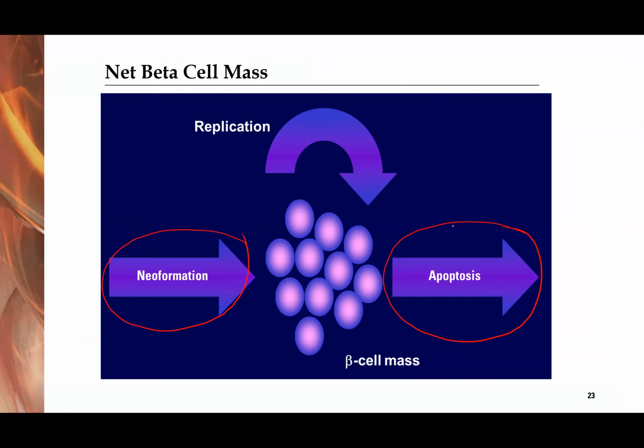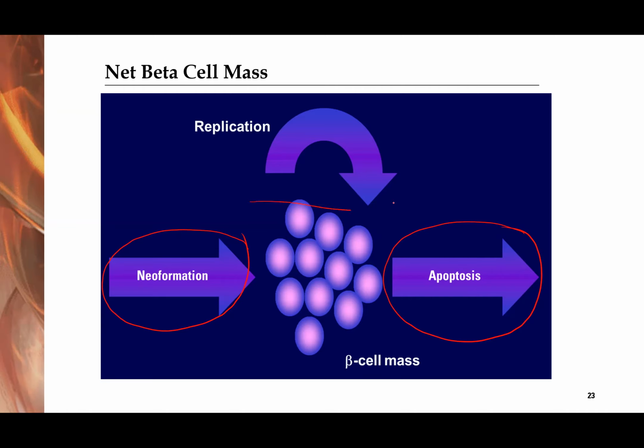The cell is alive, but it is not functioning. That is apoptosis. You understand the term apoptosis. In apoptosis, the cellular organelles are intact, but functionally they are not doing their function. That is called apoptosis. Necrosis is cell death. And then there is replication happening.